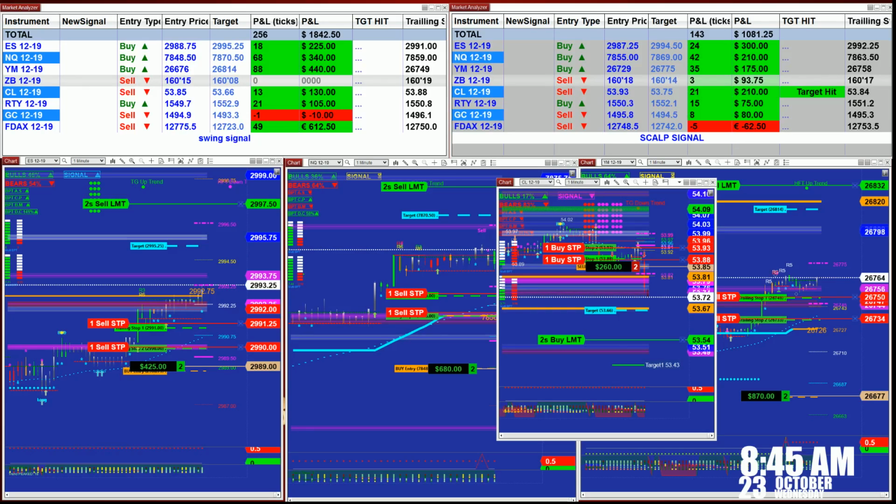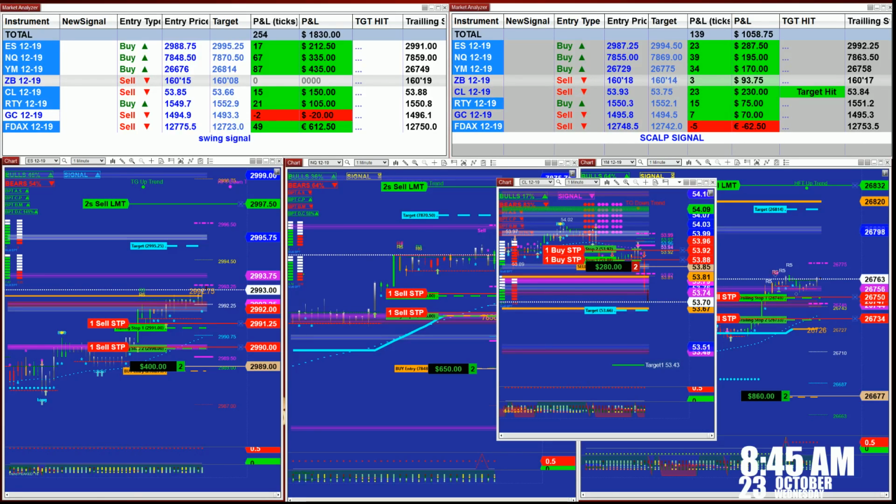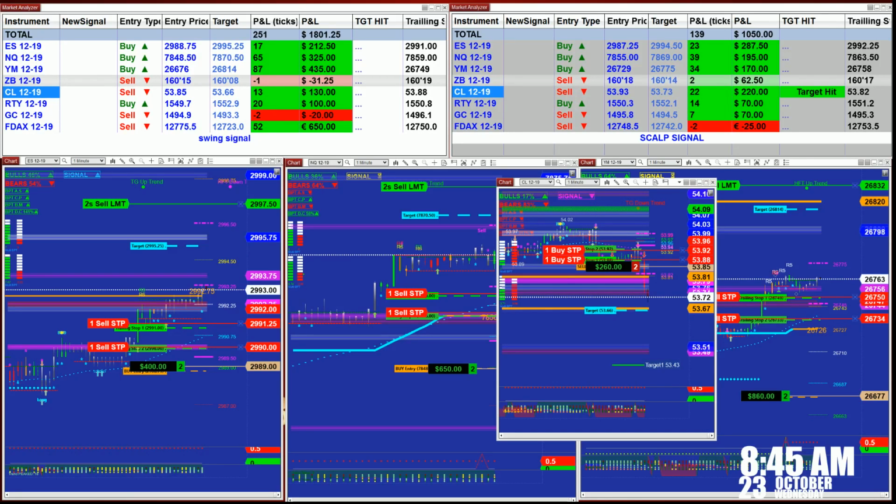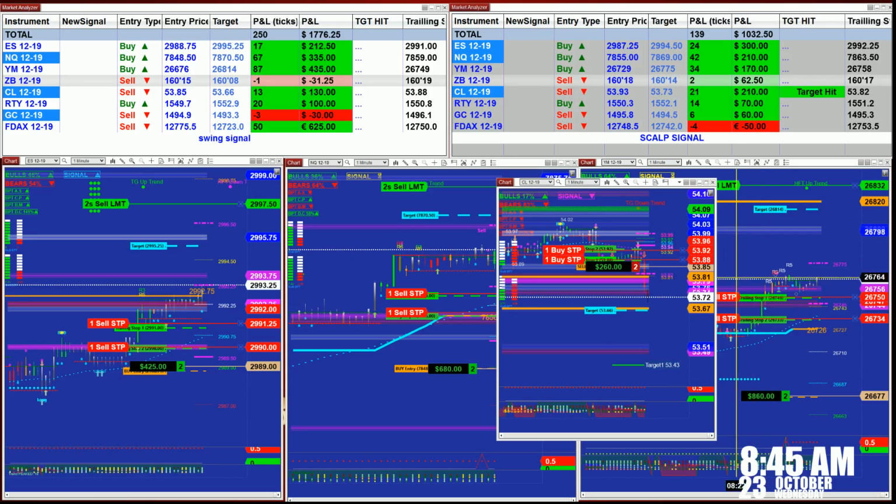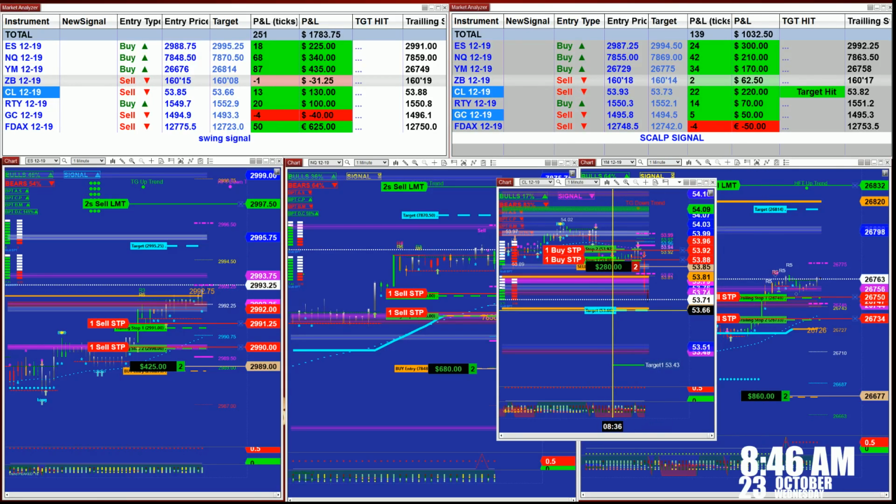And what is nice about the scalping, guys, you already made your money before the markets open, so you can be free for the rest of the day. This is what is nice. And there we go, we're about to hit target on 53.67 on the CL.